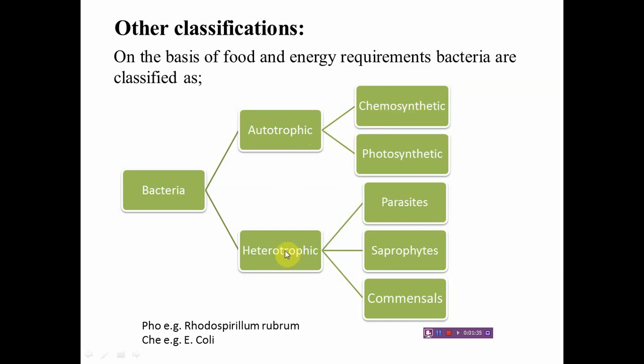There are some other examples of cells which often require some external food or energy source, some external carbon source. These cells are called heterotrophic. Heterotrophic cells, they can be further subdivided into three types: parasites, saprophytes, and commensals.